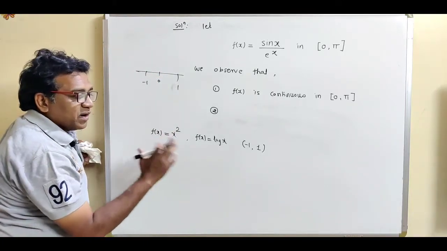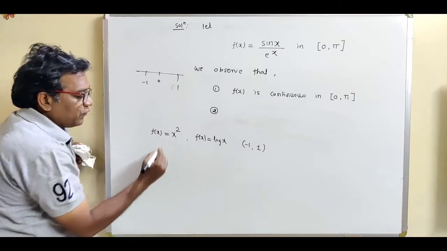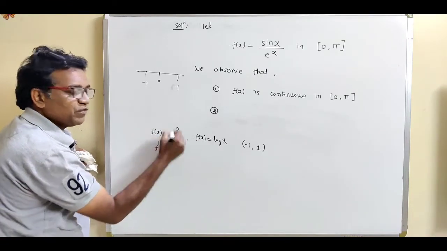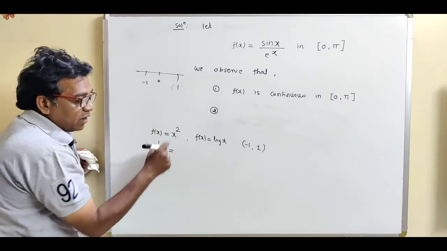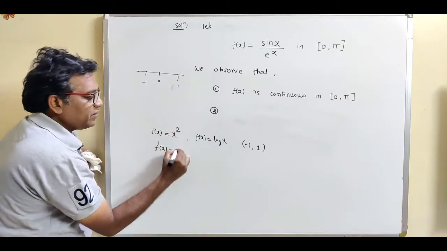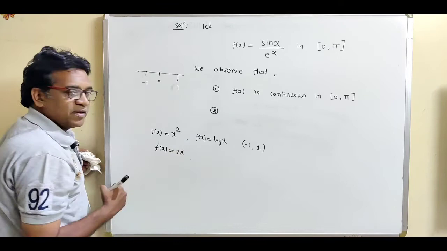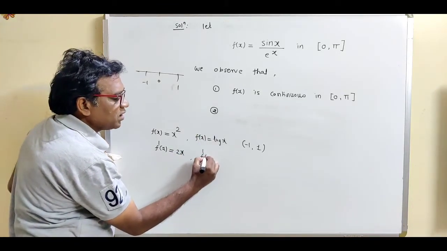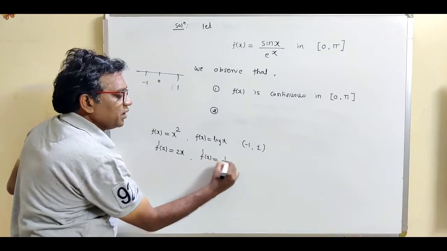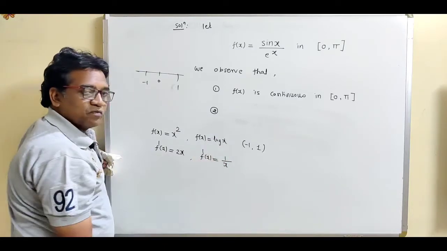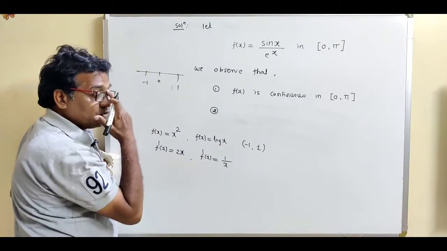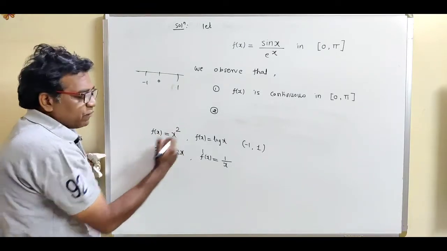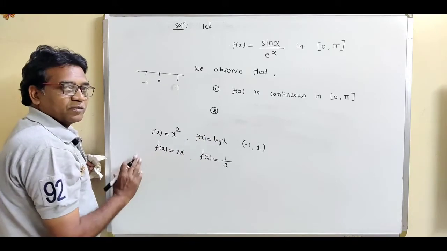Now see how to check the differentiability. Differentiability means just find out the derivative of the given function. The derivative of x square is 2x, and for f(x) equal to log x, the derivative is 1 upon x. This is the first step: find out the derivative of the given function.